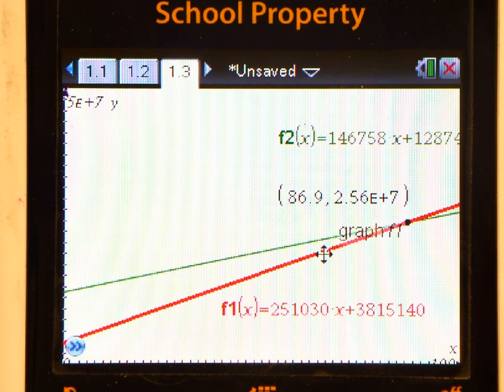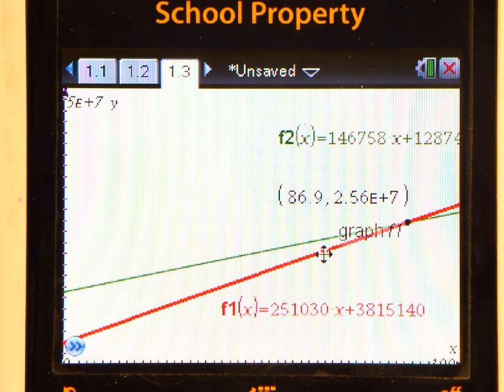And we talked about what that e plus 7 means, right? That's scientific notation. So when we write that down, we're going to write 256 and then 5 zeros after it. Okay? So we need to write that down on our notes. 86.9, comma, 2.56 e plus 7.